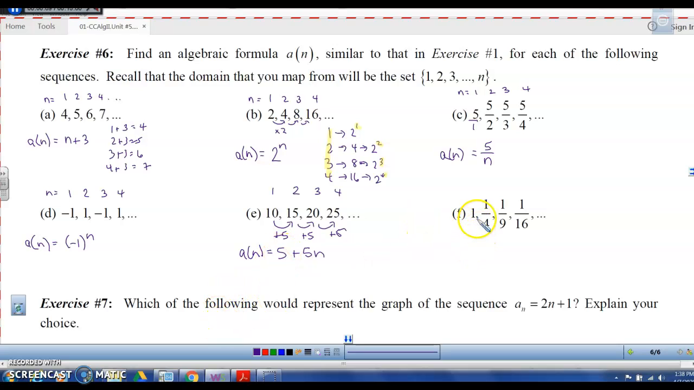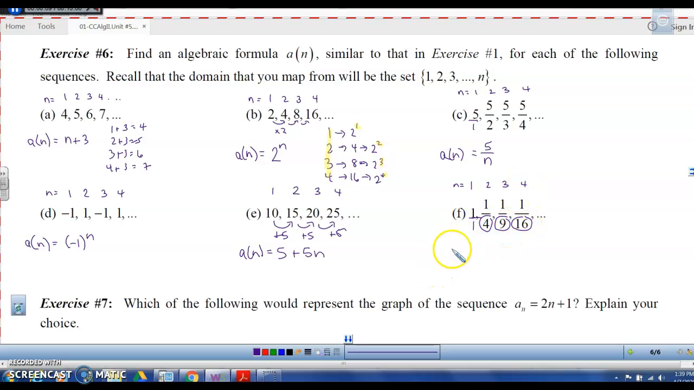Okay, and this last one, for letter F, we have 1, 1 over 4, 1 over 9, 1 over 16. So we have n is 1, 2, 3, and 4. Now, how can we plug in an n of these values and get 1 over 1, 1 over 4, 1 over 9, 1 over 16? What do you notice about these numbers? Yeah, aren't these the squares of the term numbers? Technically, because this is really over 1.